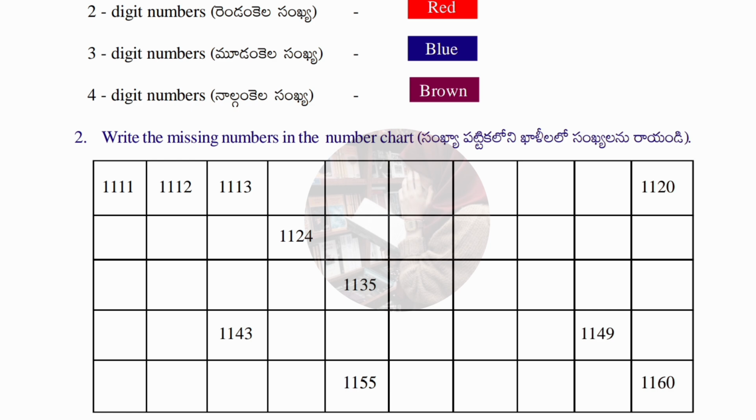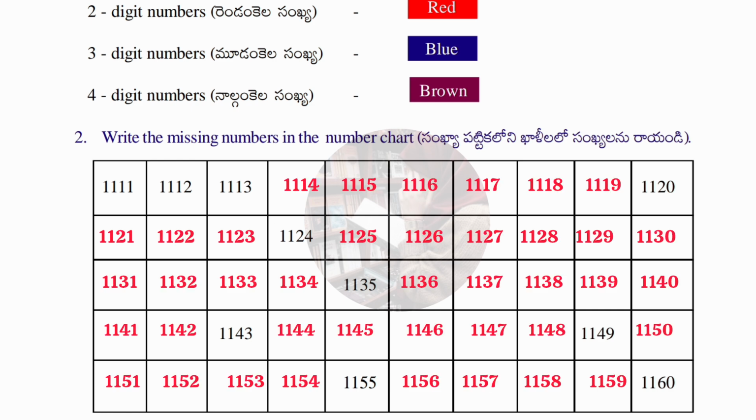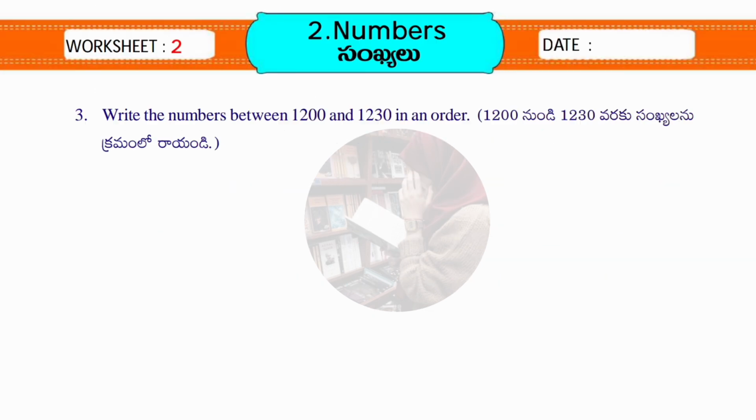So the missing numbers between these, we all know. Okay, that's why write it down. 1114, 1115, 1116, 1117, 1118, 1119, like that up to 1160. You have to continuously write it down. Please write down carefully. If you have doubt, just pause the video and enter it.